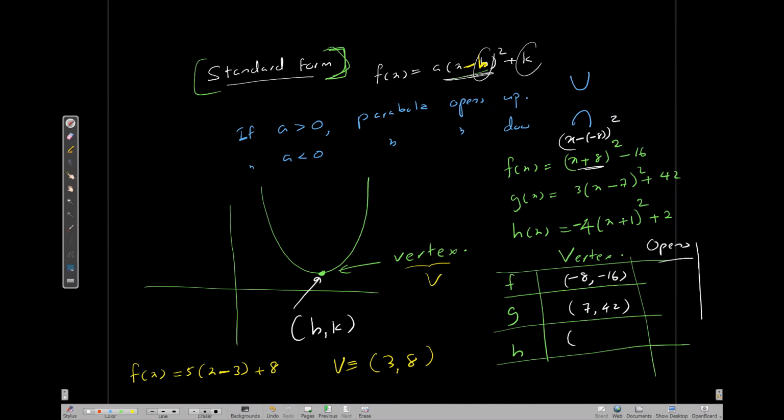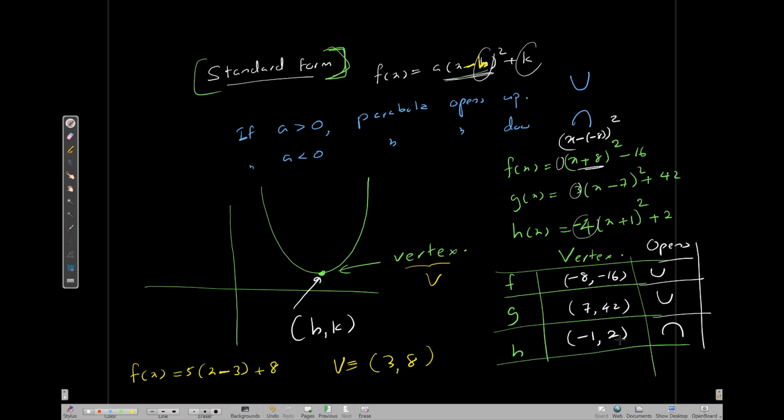Let's add another column for whether it opens up or down. The first one, f, opens upward. The second one again opens upward, because here the number is positive. The last one opens downward. And the vertex is (-1, 2). Okay, I think that is clear.